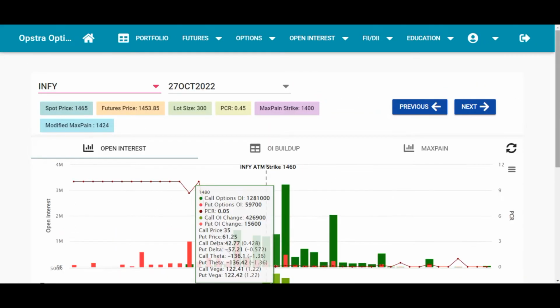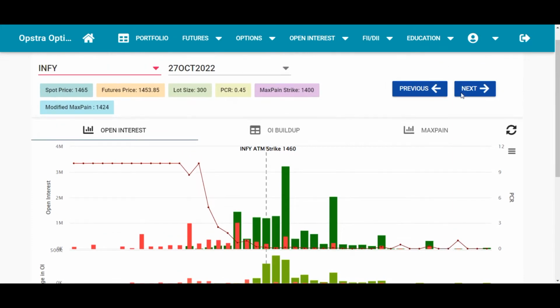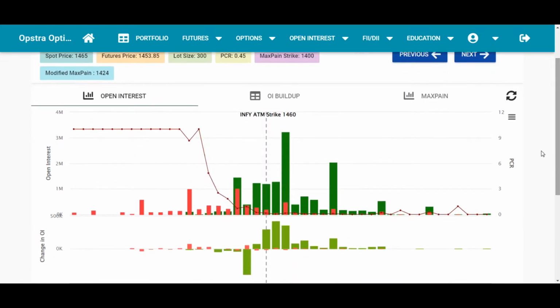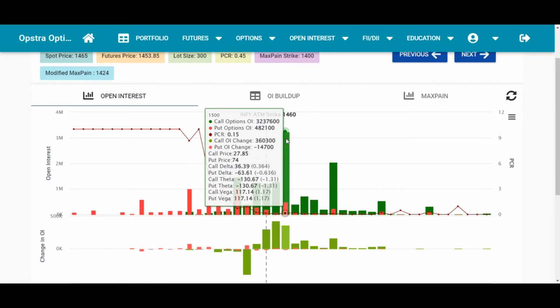And also if we observe the open interest data on the monthly time frame in the Infosys, here we can see that there is a major resistance at 1500 levels, and at the strike price of 1500 we can see that the total call options open interest is at 37,600, and the put options are at 4,82,100, and the PCR ratio here is 0.15. The call open interest change is at 3,60,300, and the put option open interest change is at 14,700.